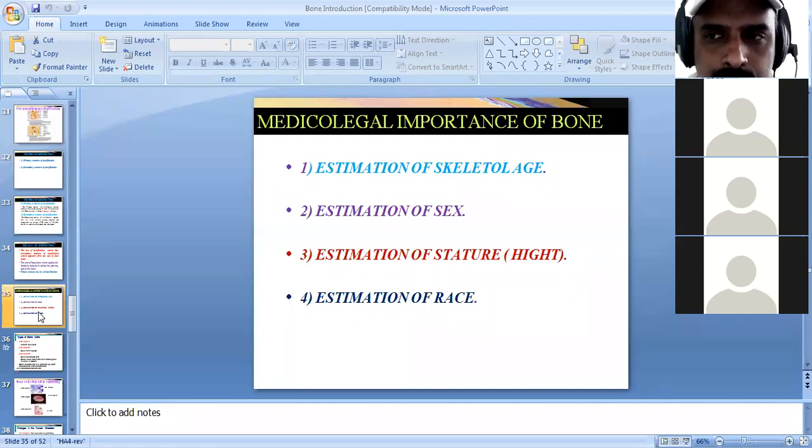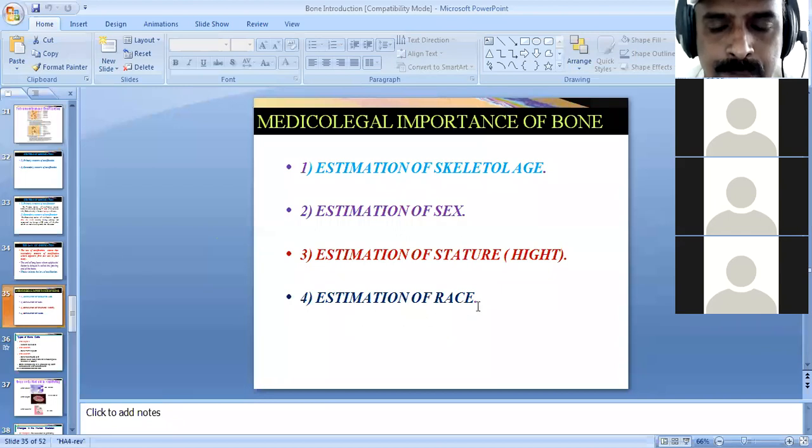Medical legal importance of the bone: you have to know this. The bone has the following medical legal importance. First, estimation of skeletal age, then estimation of sex, estimation of stature or height, and estimation of race. So these are the four medical legal importances of bone you have to remember. First one, estimation of skeletal age.